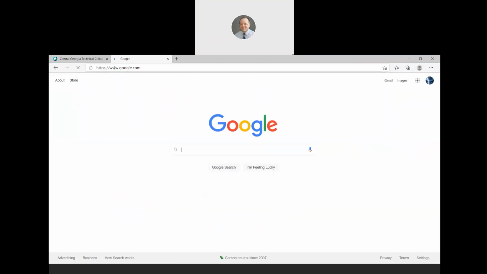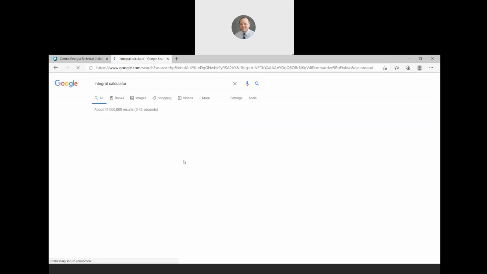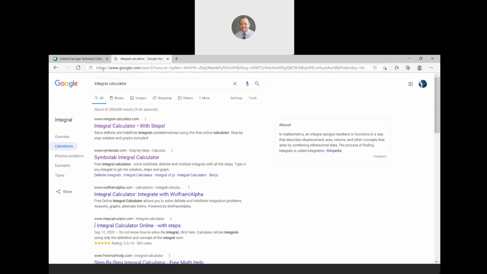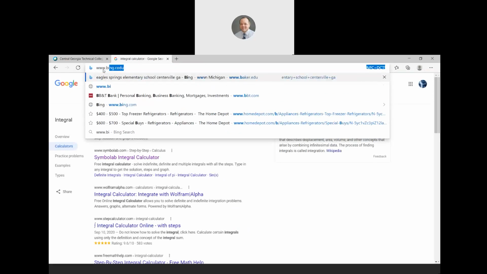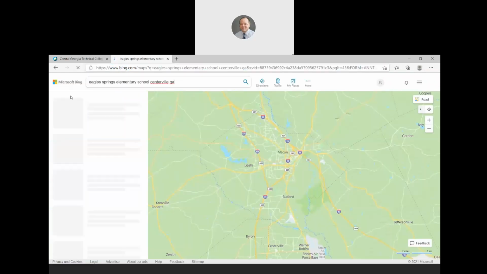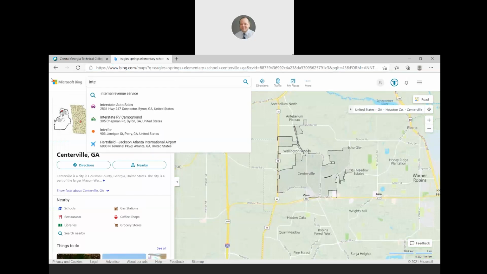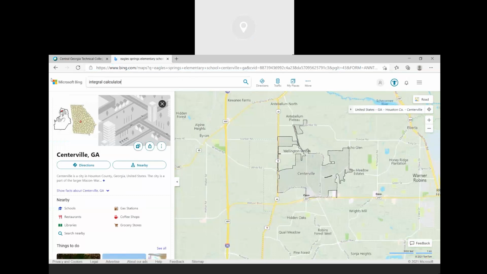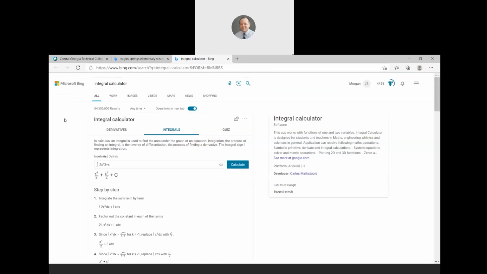And I just went to Google and typed in integral calculator, I think. Or you can also go to Bing, Bing.com, and type in integral calculator. And here's an integral calculator that's incorporated into Bing.